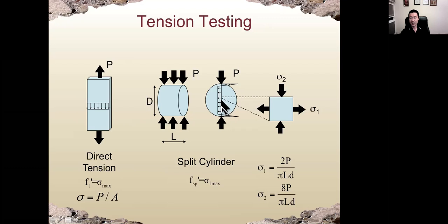Based on that, we can calculate the tensile load, or what is f'sp, which is the split tensile stress. This is based on the maximum sigma 1 the cylinder can resist. P is the load, and L and D are the length and the diameter of the specimen.